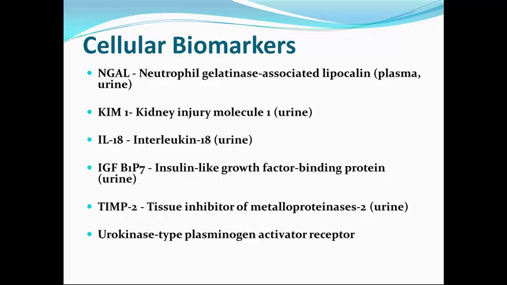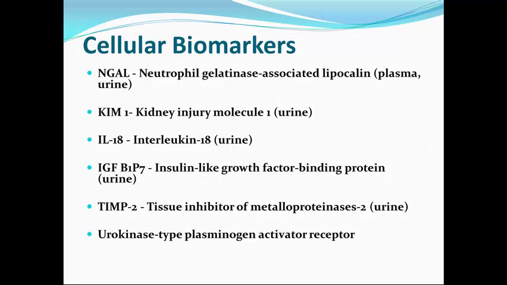The last one listed is urokinase type plasminogen activator receptor. This is a substance that helps predict chronic kidney disease development. This is a substance that is expressed by the podocytes, and this activator actually induces dysfunction. And we can find this prior to a decrease in that glomerular filtration rate.